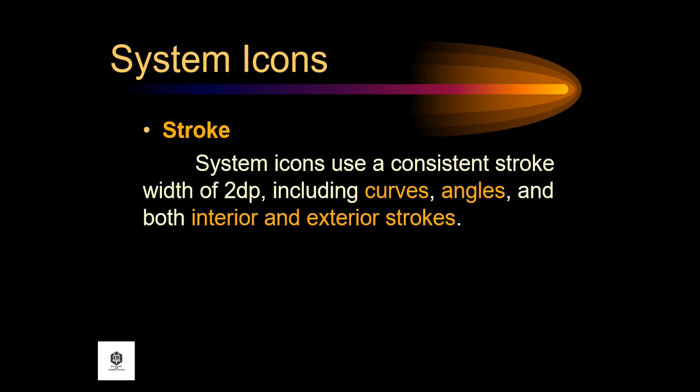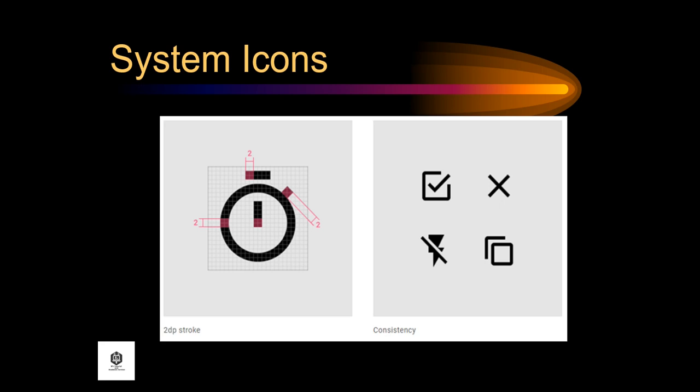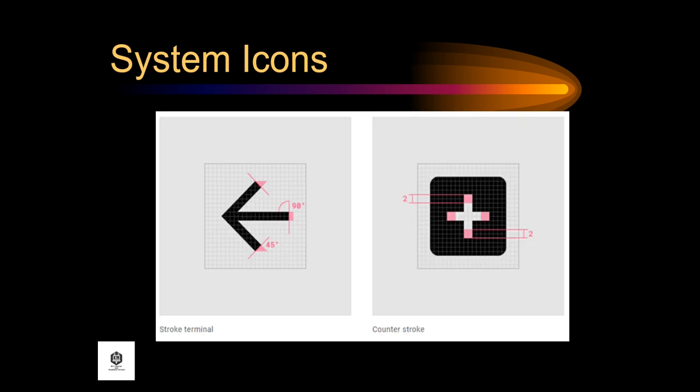How about the stroke? System icons use a consistent stroke width of 2 dp, including curves, angles, and both interior and exterior strokes. So here's the example image for the 2 dp stroke and its consistency. Then another sample for the stroke terminal and counter stroke.